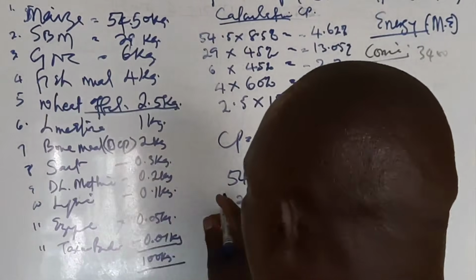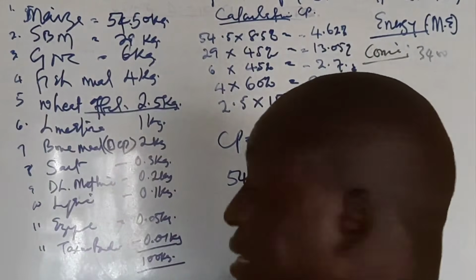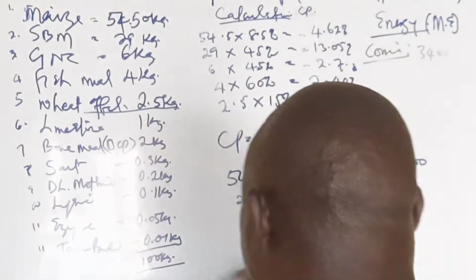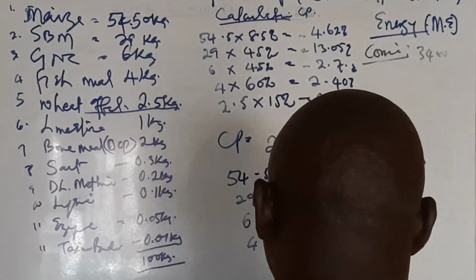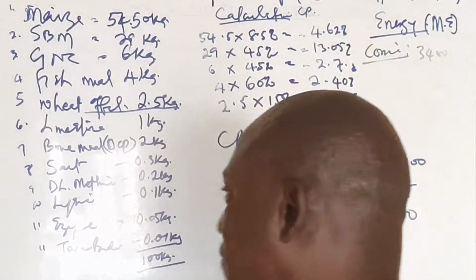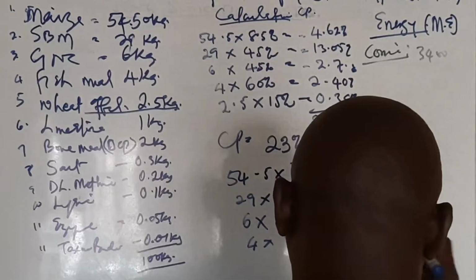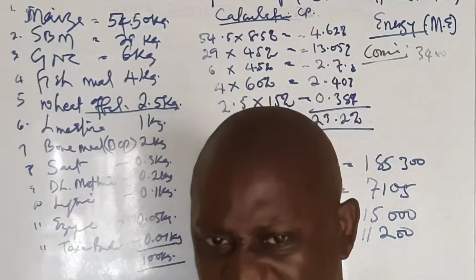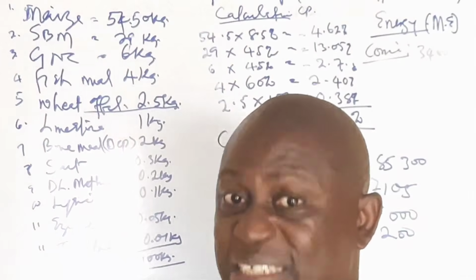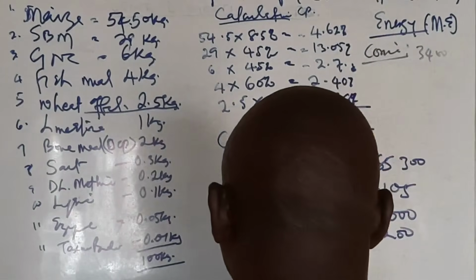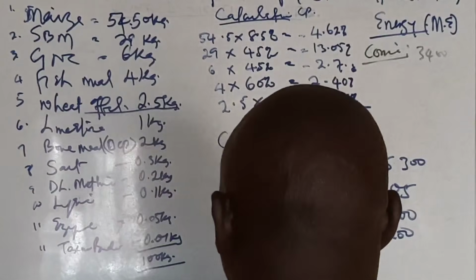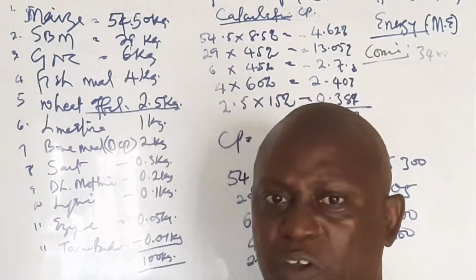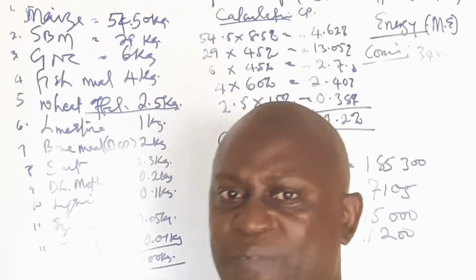Then the next one is fish meal. Fish meal is the fourth one. Fish meal is 4 kg times the total energy content of fish meal, which is 2,800. That will give us about 11,200. Now, the next one, which is the final one on these ingredients, is the wheat offal. What's the total energy content of wheat offal? It's about 1,800. Then we multiply by 2.5. Use your calculator and do it, please. That will give us about 4,500.